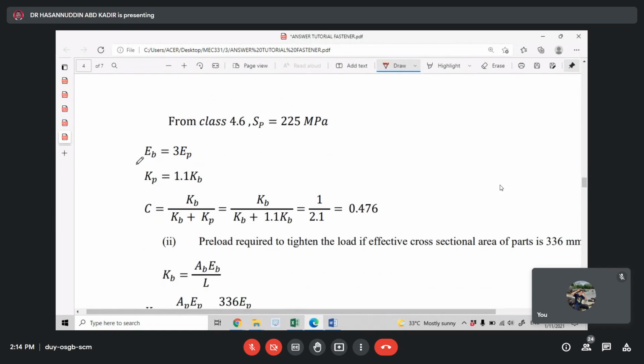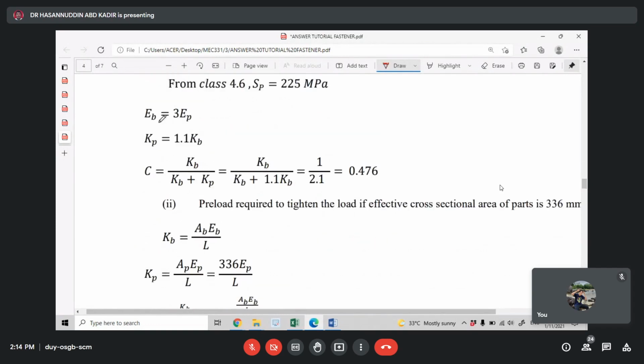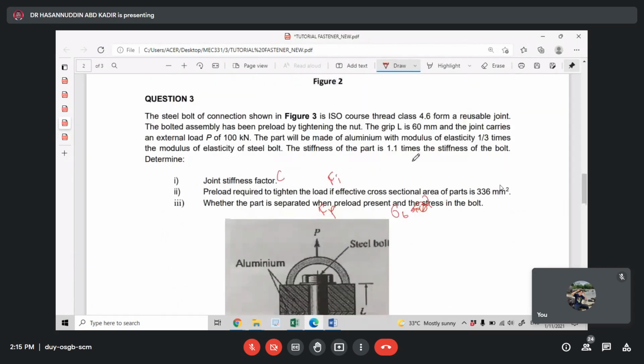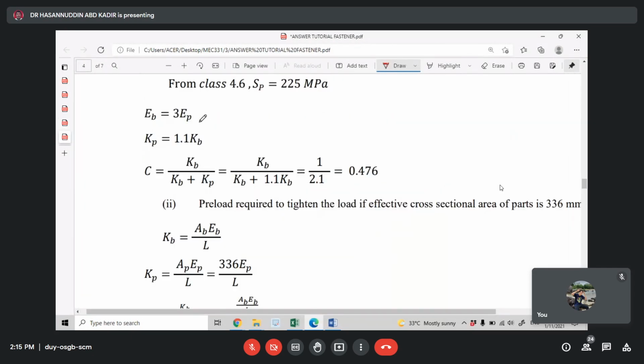Okay, this one EB, they have already mentioned from the question. So EB is equal to 3 EP dan juga KP equal 1.1 KB. So dia dah mention kat sini. Okay, please make sure this one. Kalau ikutkan dia cakap ni adalah EB, EP adalah 1/3 EB.